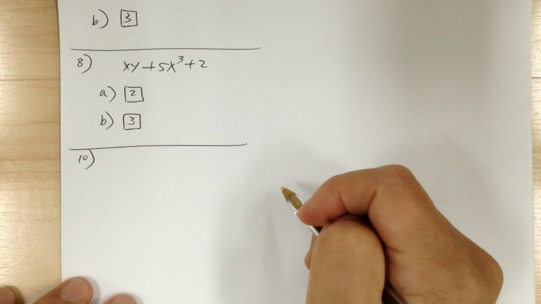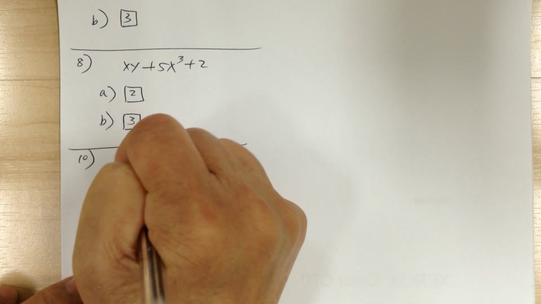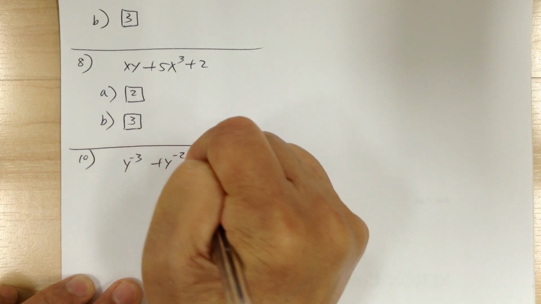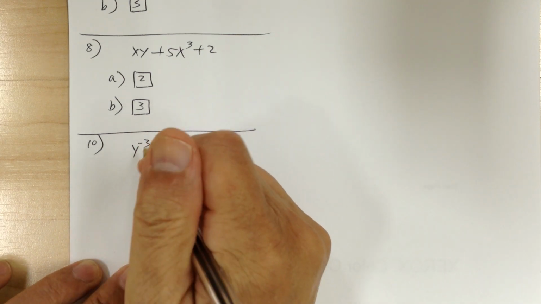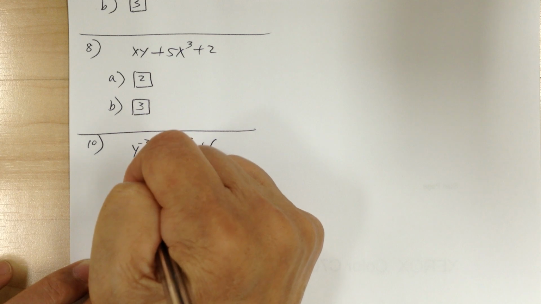Okay, number 10. You have y to the negative 3 plus y to the negative 2 plus 6. Well, this is the negative exponent, so if you flip it over, you're going to get 1 over y cubed. Okay, so this is not a polynomial.